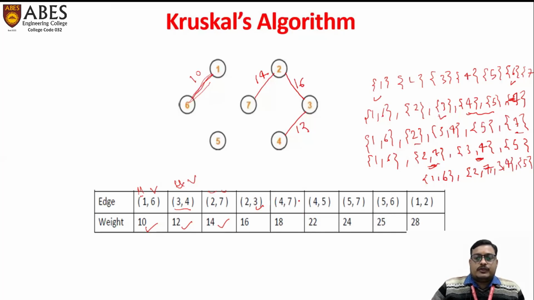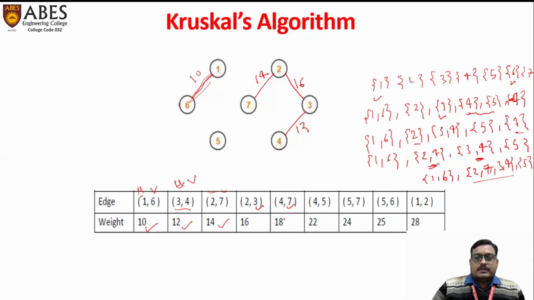Now come to this 4 7. If we are going to connect 4 and 7, before that we have to check whether 4 and 7 belong to different sets or the same set. So yeah, clearly here we can see that 4 and 7 belong to the same set. So it means if we connect 4 and 7, definitely there will be a cycle.